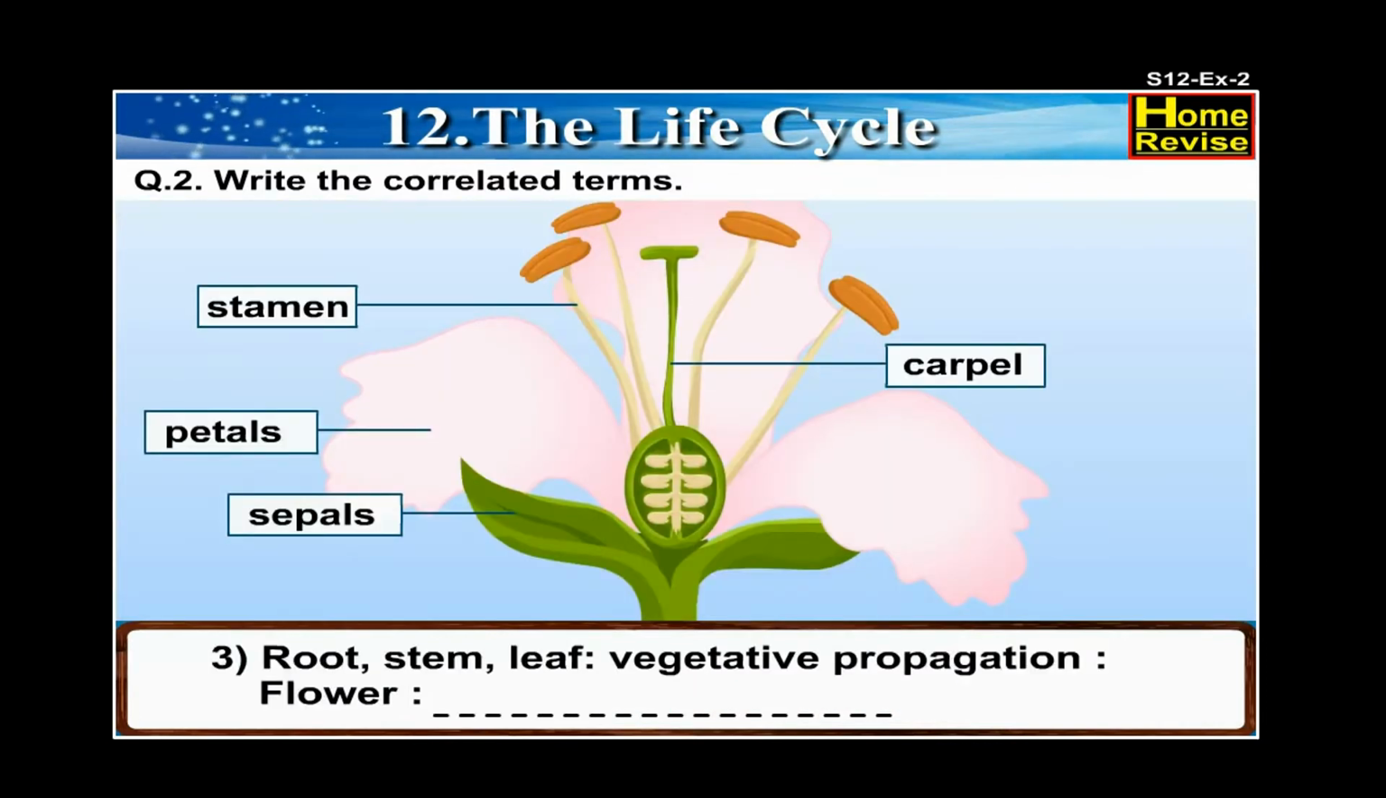3. Root, stem, leaf undergo vegetative propagation. Flower undergoes dash. The answer is root, stem, leaf undergo vegetative propagation. Flower undergoes sexual reproduction.